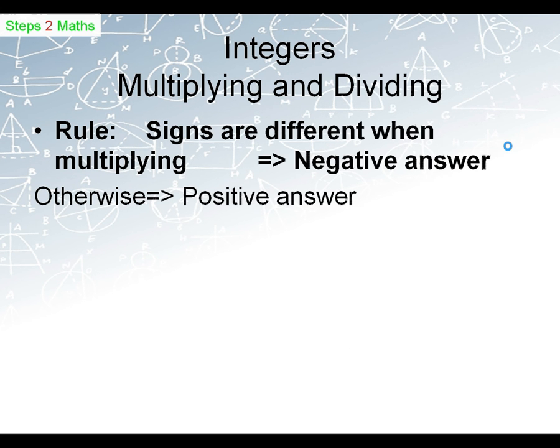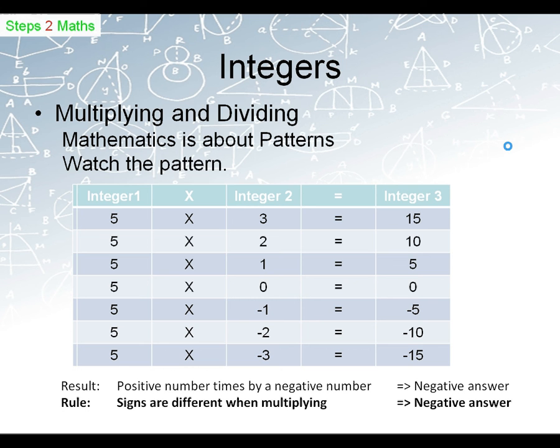Okay, what about multiplying and dividing? Well, first of all, let's have a look at the rules, because the rules for integers are quite simple. When you're multiplying and dividing, if the signs are different, you get a negative answer. Otherwise, you get a positive answer. Let's have a look at why. So we're not really going to look at why, we're going to look at patterns.